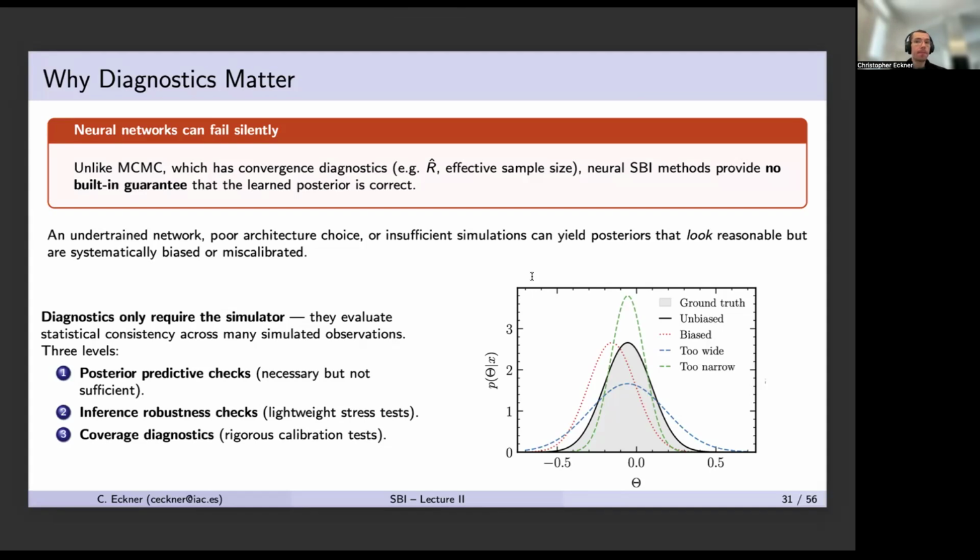Well, that's why you should do diagnostics and look at the output of what you're producing. Because neural networks can spectacularly fail in many different modes, and you should just verify that your output is what you want.